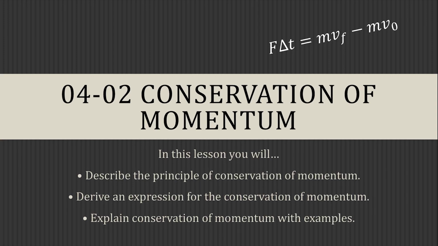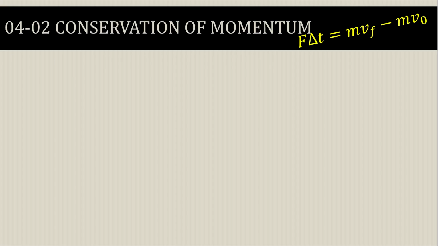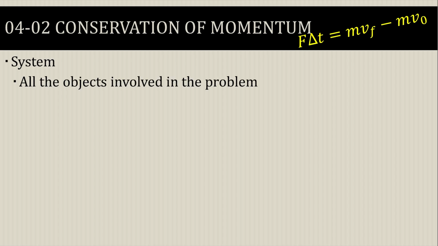Lesson 4.2, Conservation of Momentum. A system. A system is all the objects involved in the problem. For momentum, that means the things that are going to crash into each other. What is crashing? Usually it's only two objects that crash at a time.